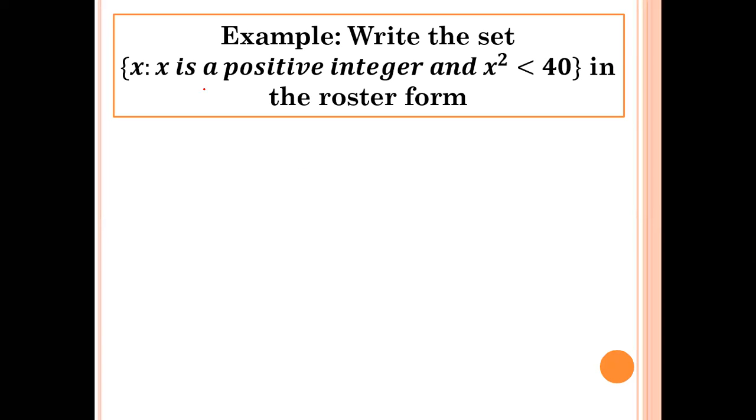Is this in roster form or set builder form? Write the set of x such that x is a positive integer and x square is less than 40. This is in set builder form, right students? Can you identify? Yes, because we are writing the common property.